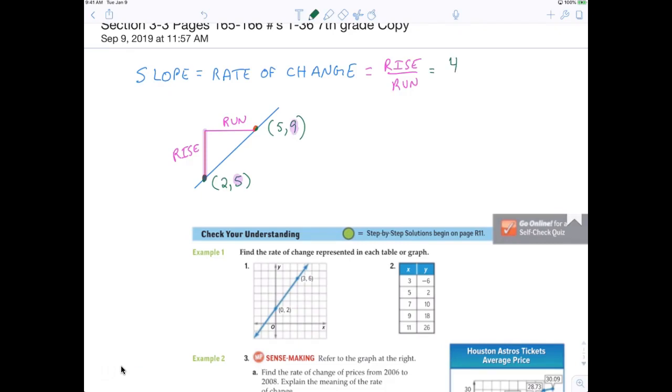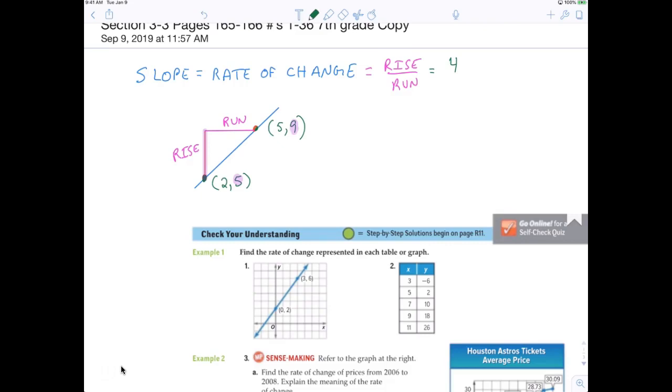Now, I always tell kids, if I was making up math, I would have done the run over the rise, because we plot points x first, and then y. Now they're telling me to do y first, and then x, which doesn't make sense to me. Everybody agree with me? So you have to remember, when you plot points, you do x and then y. When you're doing slope, you do y and then x.